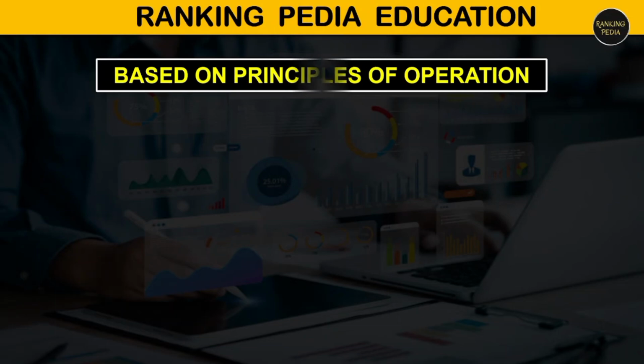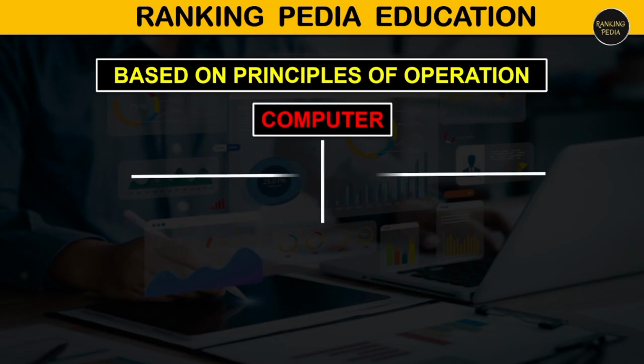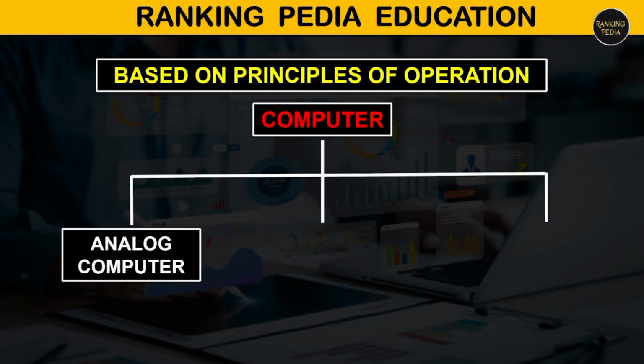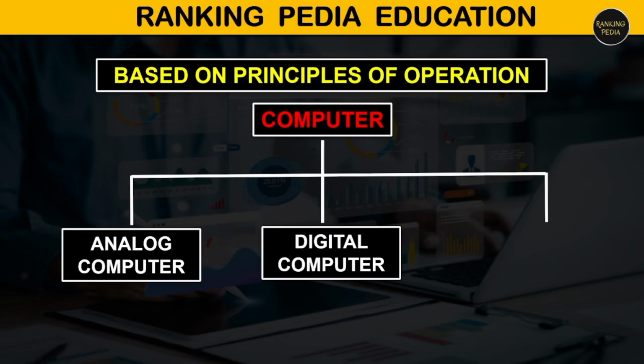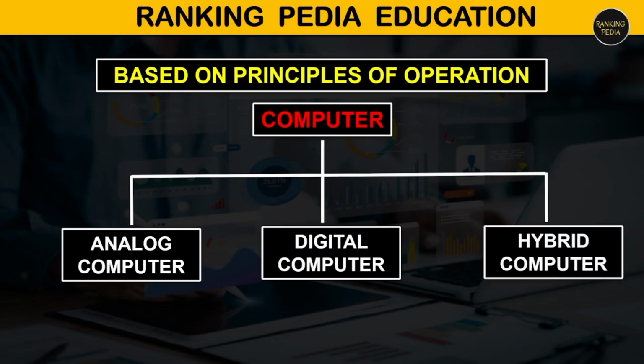First we will see types of computer based on principle of operation. Now, what does principle of operation define? Computers come in a variety of designs for different purposes, like different capabilities and cost. Based on the principle of operation, there are mainly three types of computer. What are these three types? First one is the analog computer, second one is the digital computer, and third one is the hybrid computer.